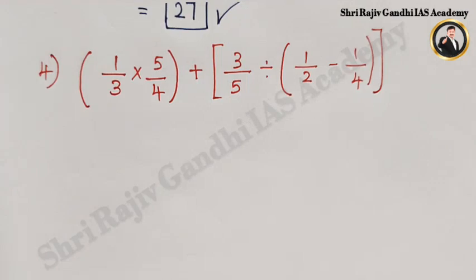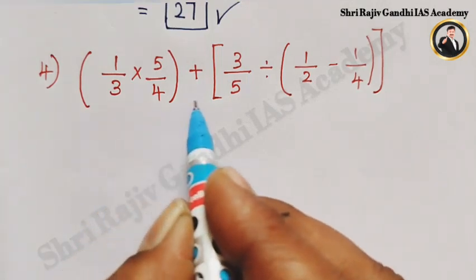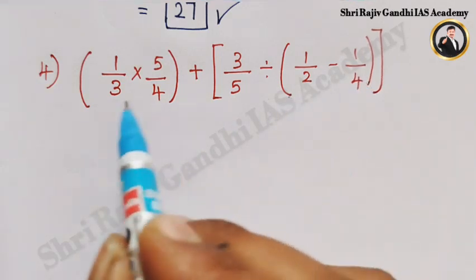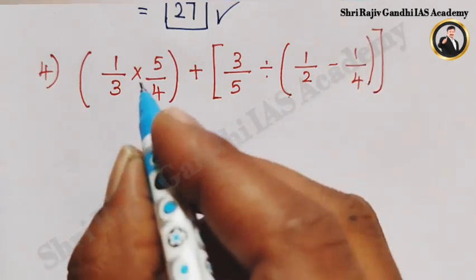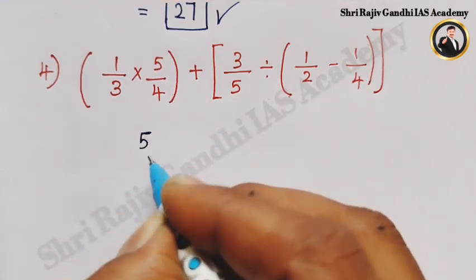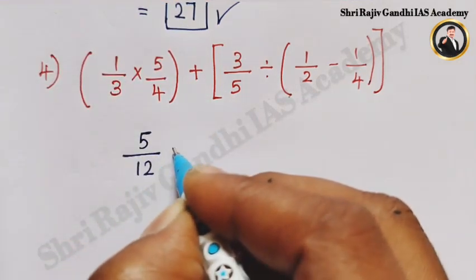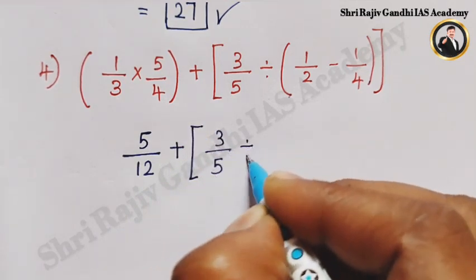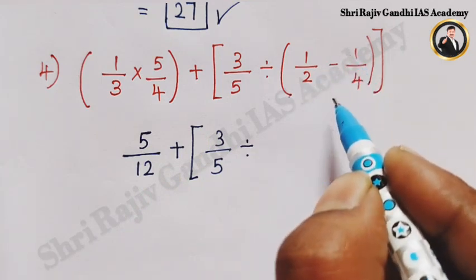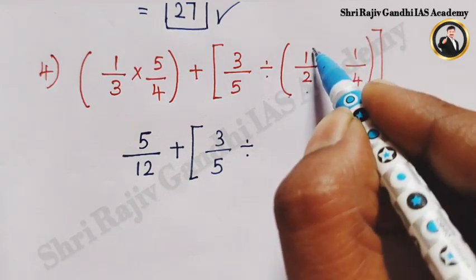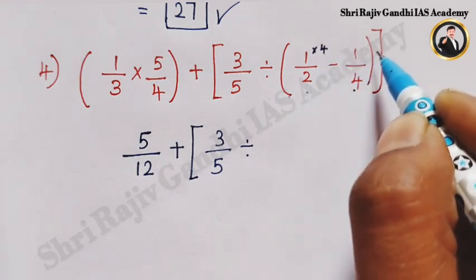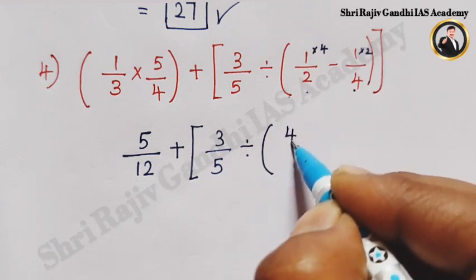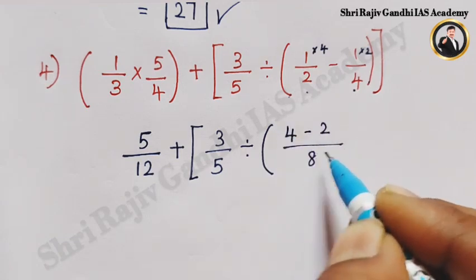The next sum. Here also we have so many numbers with fractions inside the bracket. So what we have to do is release the brackets first of all. So this is a small bracket. We have to multiply the numbers here. So 5 divided by 12. So this bracket is released. Plus 3 divided by 5 divided by this bracket. Here the denominators are different. So we have to do cross multiplication, this LCM rule. So here we have to multiply 4. Here we have to multiply 2. So 4 minus 2 divided by 8.